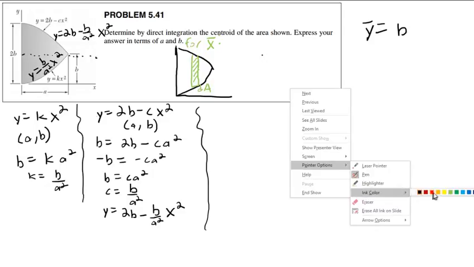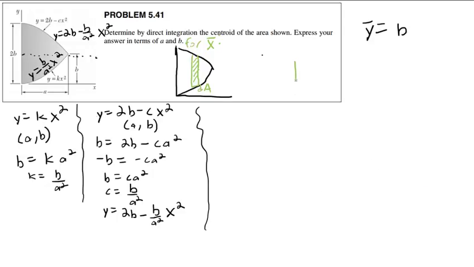Let's draw the dA. Well, this is going to be dx times, okay, the height of this is the difference between the two curves. So this is going to be 2b minus b over a squared x squared, that's the top curve, minus the bottom curve, which is b over a squared x squared.